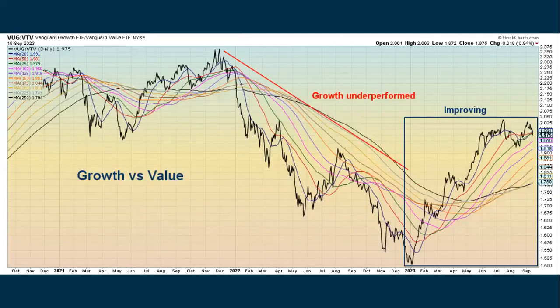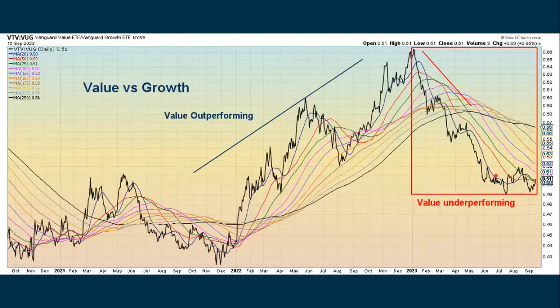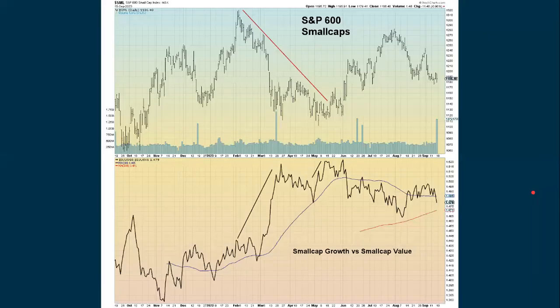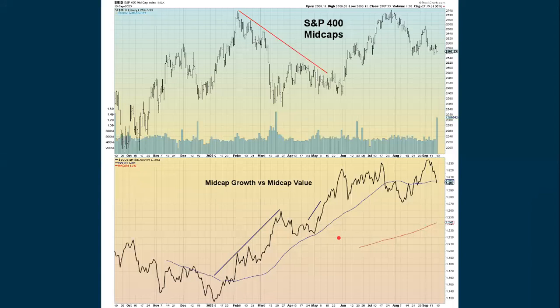And then another area to take this growth and value a little bit further, we have another study that we do showing that even though we've been coming down, growth has been outperforming value. And then an inverse of that shows how value has been underperforming growth. Then we look at the small caps and we compare small cap growth to small cap value. It has been coming down lately, but longer term, it's still in an uptrend. And we're seeing kind of that same thing with the mid caps, longer term uptrend, even though some recent weakness.